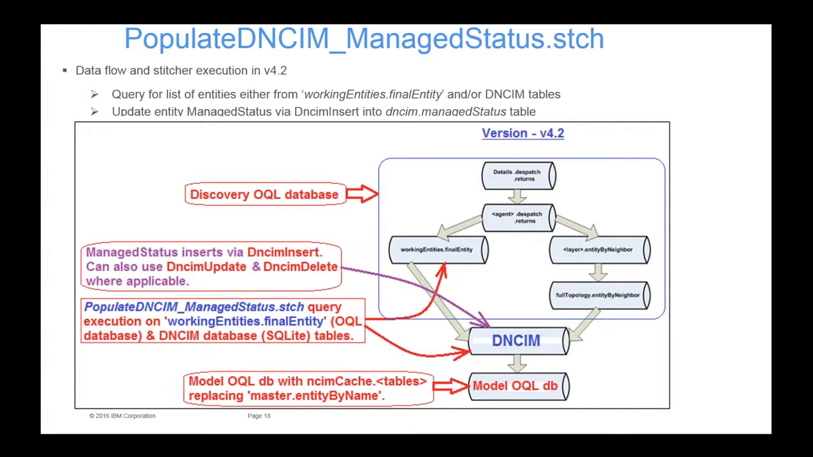So once you know the list of entities that you want to unmanage, you can actually do an insert into the managed status and set them to either 2 or 3, whatever values you like. So the DNSIM insert is nothing but equivalent to our NSIM, the actual insert in the OQL land. And finally, the DNSIM data is passed on to the model. Model is still an OQL database, whereas now in 4.2 you have both OQL and SQL within the discovery.